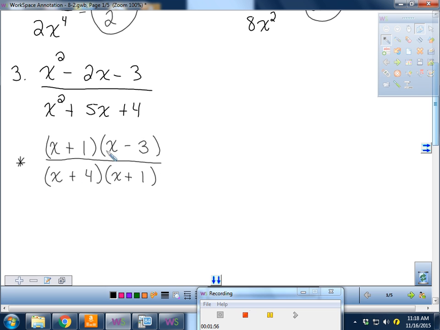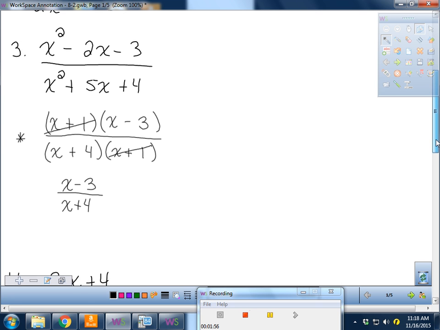So here's the deal. I notice that I have two factors, one on top and one on bottom, that are exactly the same. So that means that they cancel, and I am just left with x minus 3 over x plus 4. I don't need the parentheses because nothing is being multiplied to that. Now, this is where the little asterisk comes in.